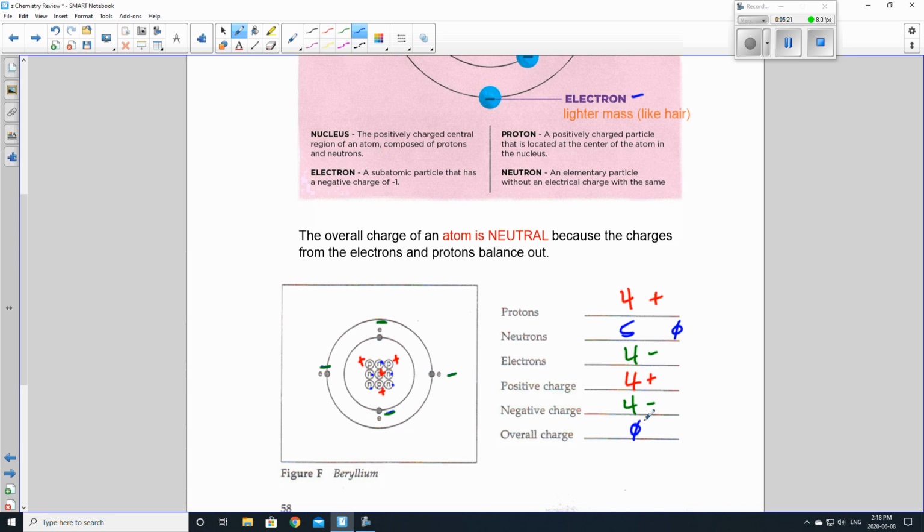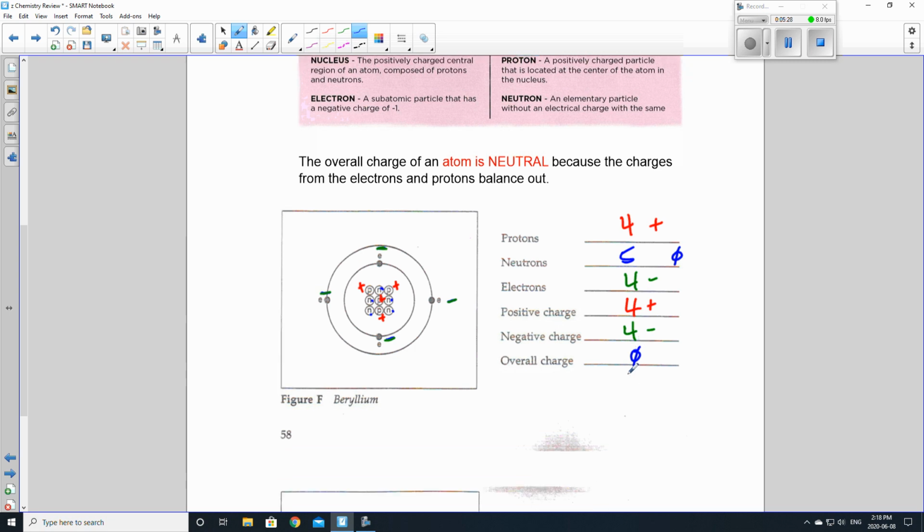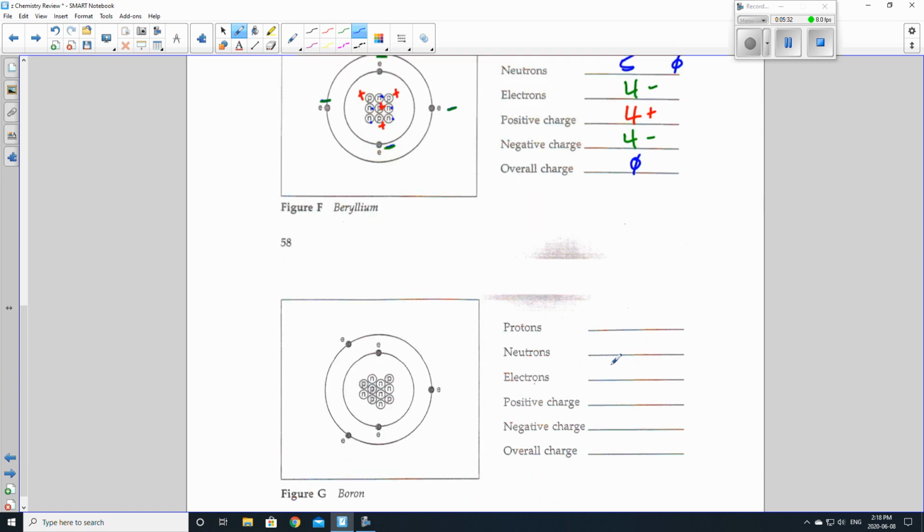That's why we don't walk around like in nature. Things are just neutral. That's why we don't attract each other, for example. Okay, let's try another one.